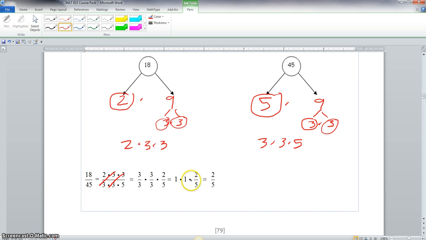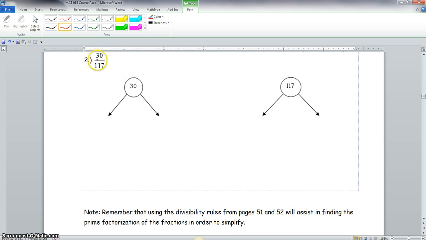So we have 1 times 1 is 1, times 2/5 is 2/5. And that is our final answer, 2/5. So whether you do it the way I showed you in class or using this method, you still will end up with 2/5. Now we go here to number 2.